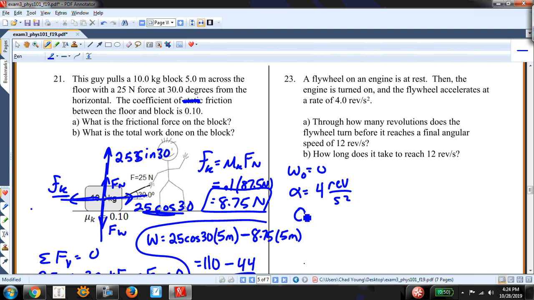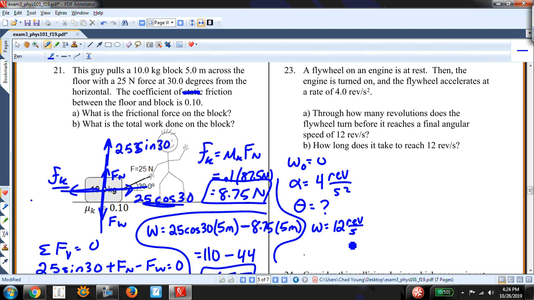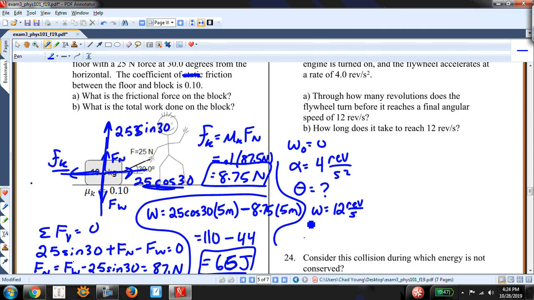And I want to know through how many revolutions does it turn before it reaches a final angular speed, omega, equal to 12 revolutions per second. And then how long does it take to reach that? You actually have to work part B first, because I want to know t and I want to know theta. But if I look at theta, theta is equal to omega naught t plus 1/2 alpha t squared. Now this term goes to 0 because omega naught is 0. But I don't know theta and I don't know t. So I need to find t first.